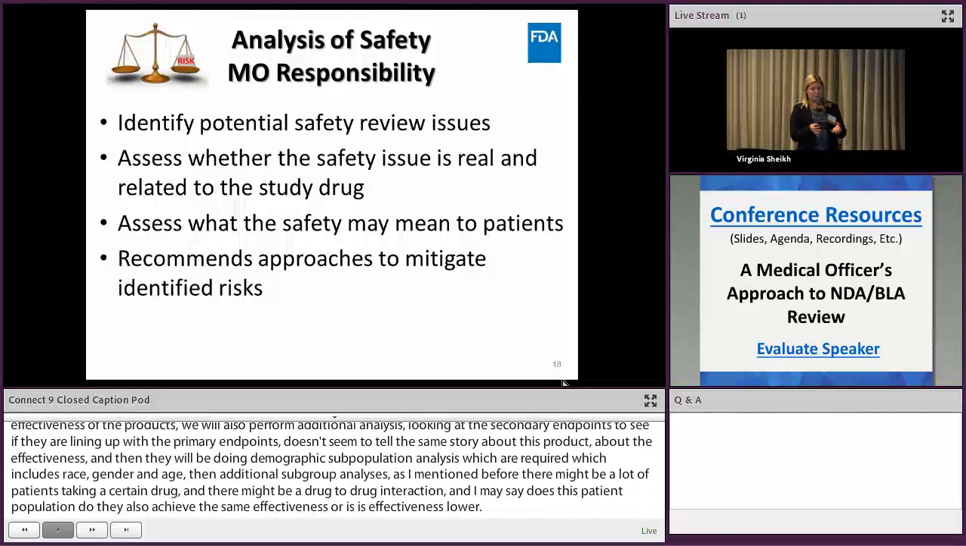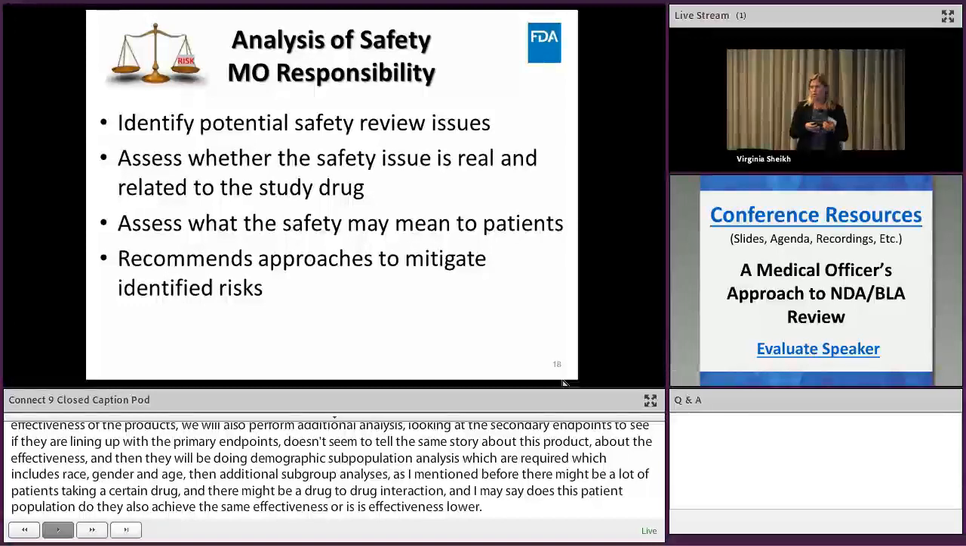So my primary job is the analysis of safety. So I need to identify potential safety review issues, and I do this through reviewing the data that's submitted in these data files and comparing that with the clinical study reports and the other summaries that have been provided. I'll assess whether a safety issue is real, and I'll try to determine if it's related to the study drug. The applicant will have decided that, yes, it's related or it's not related, but I'll read the narrative that you provided me to try to determine, do I agree with what they've determined, that this is related to the underlying disease and not the drug.